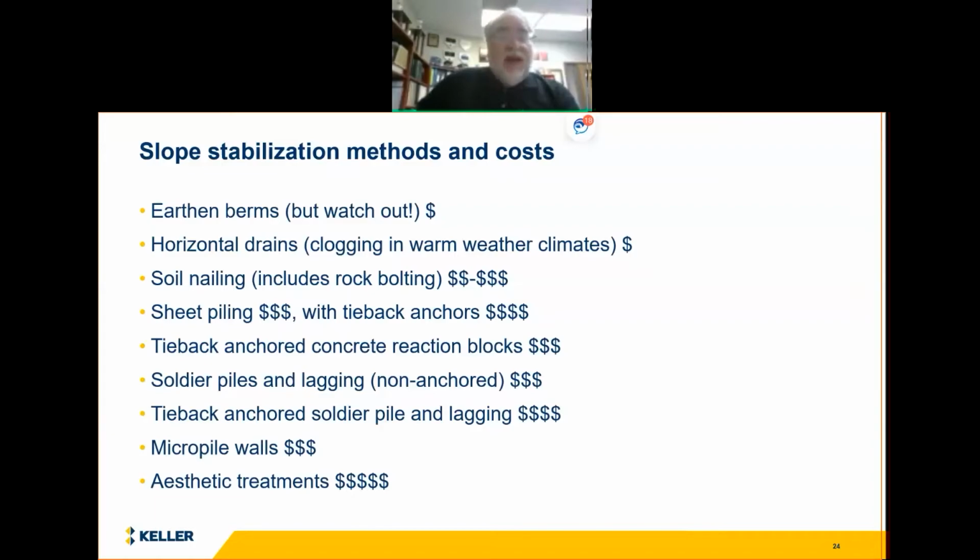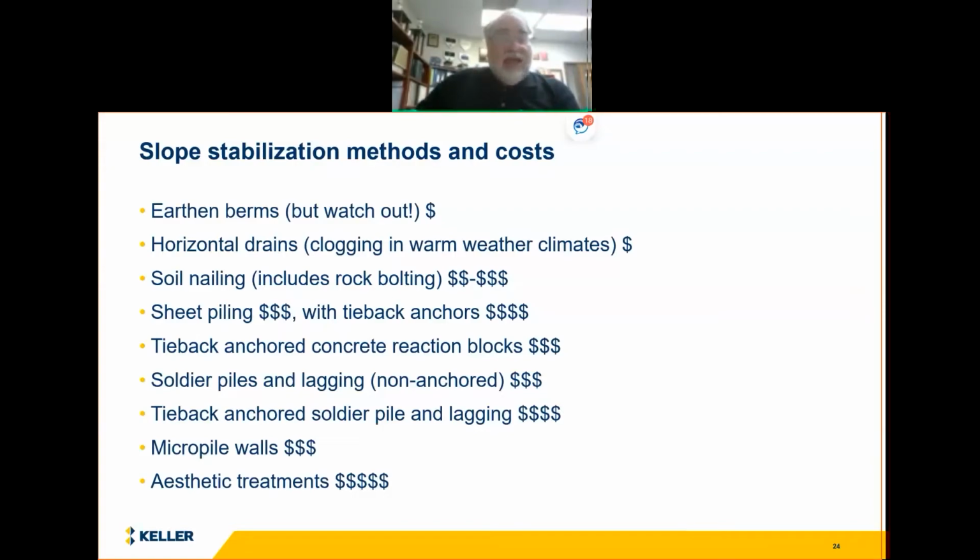We use a lot of tie-back anchored concrete reaction blocks. This is a medium cost solution. It's really environmentally friendly because you can bury the block when you're done. You don't see a wall there. They're great because they eliminate the need of a soldier pile, which would be expensive. So you lay these reinforced concrete blocks in the ground, drill an anchor through them, and the big blocks then transfer the force of the tie-back anchor to the slide and stabilize the slide. I'll show you some case history about that coming up.